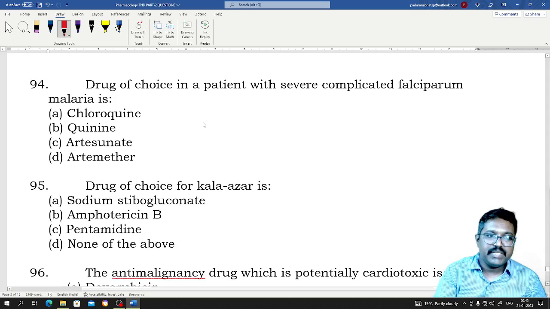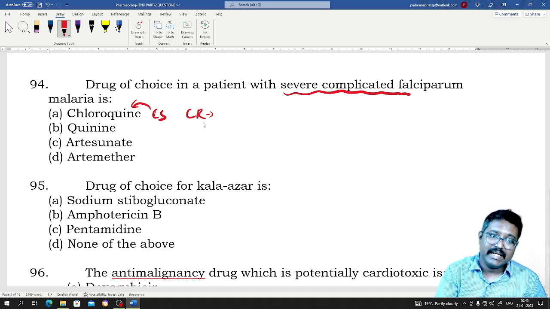So 94th MCQ, which is the drug of choice in the patient with severe complicated falciparum malaria. In case of chloroquine sensitive, we can use chloroquine. In case of chloroquine resistant, you need to go with the other group of drugs. But in case of severe complicated malaria, you need to go for IV preparation, that is the artemisinin combination, and in case of artemisinin, you need to go for artesunate, IV artesunate. Here is the drug of choice in case of severe complicated falciparum malaria infection.